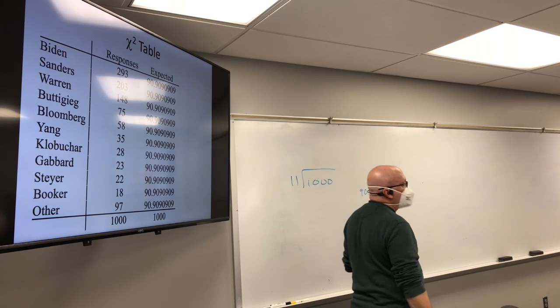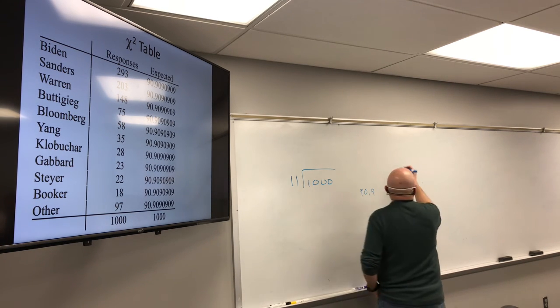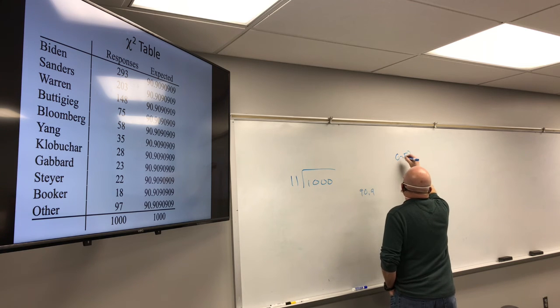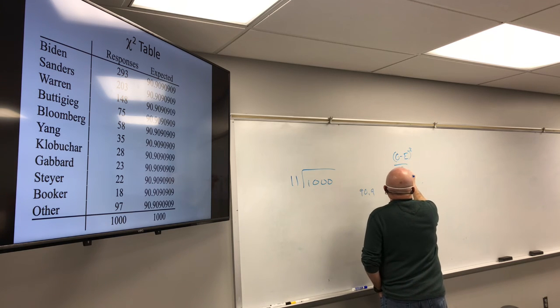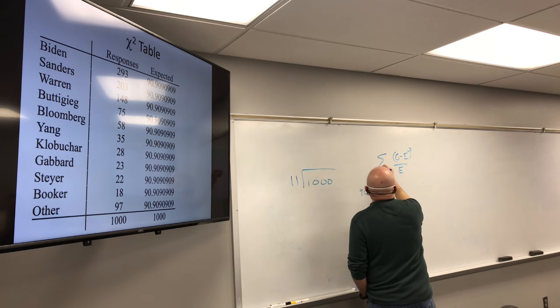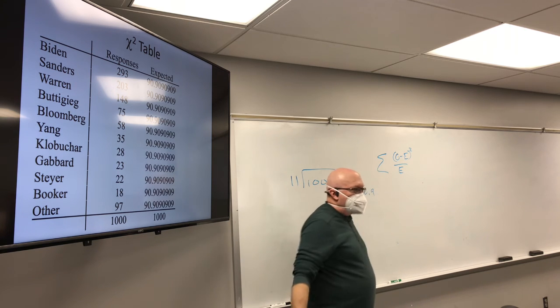So then what do we do? Take the observed minus the expected. You square that difference. You divide it by the expected. And you sum that up across all 11 categories.